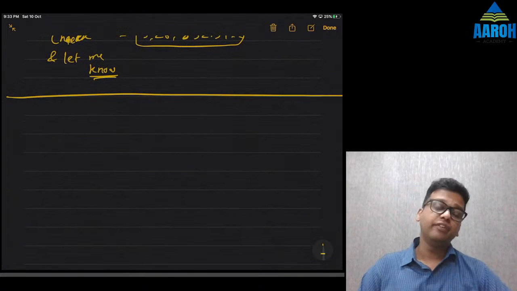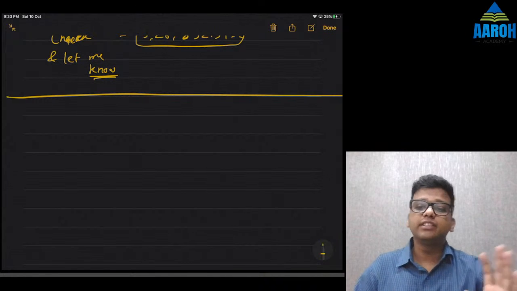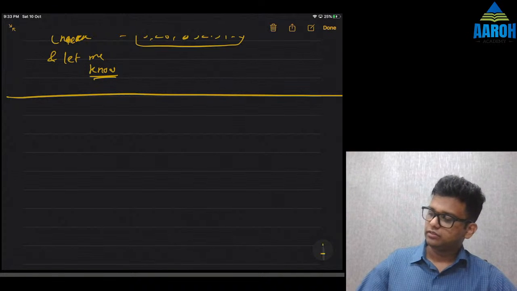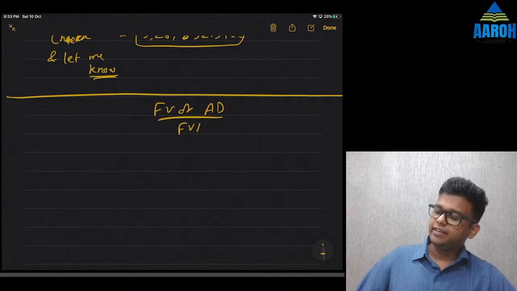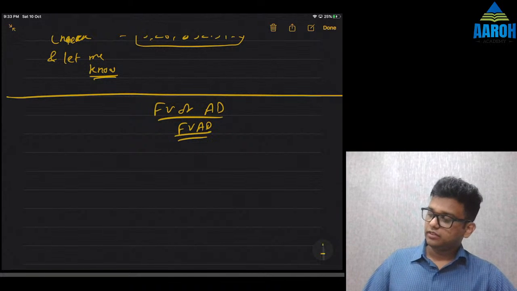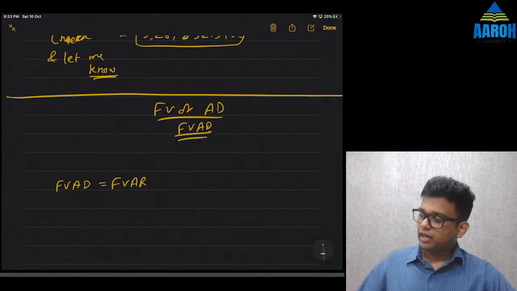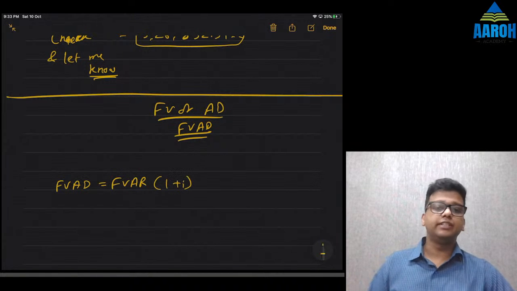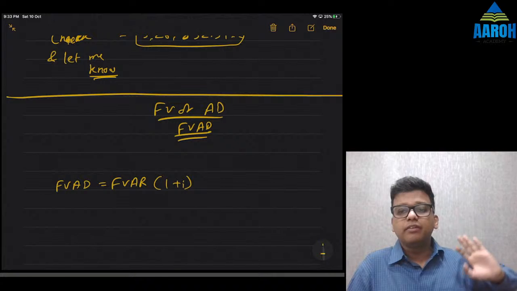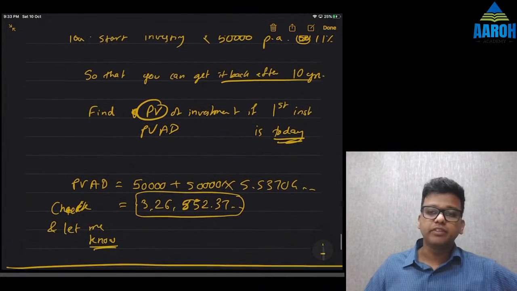This way we can get PV of AD. Now to find future value, again we can compound it, but there is a better way, there is a simpler formula. To find FV of annuity due, FVAD, the formula is very simple. What we do is, we find FVAR, and then we multiply it by 1 plus I. That's it. FVAR multiplied by 1 plus I. That's it. Rishuraj, I was 11% in previous question.